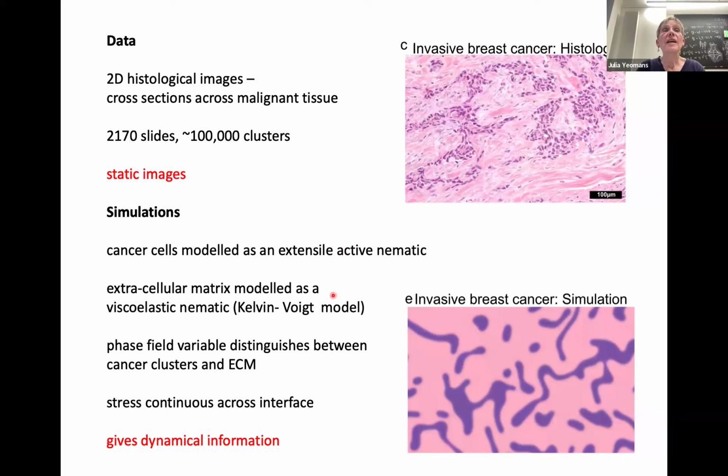assumption, but maybe a reasonable one. The extracellular matrix is modeled as a viscoelastic nematic, a thing called the Kelvin-Voigt model. That's often used for extracellular matrix. And because we're doing dynamics, we're solving a coupled set of differential equations. We can get dynamical information. And so if we look at our dynamical pictures and take snapshots, can we compare the clusters we get, which is a picture here, to what's seen in the breast cancer?